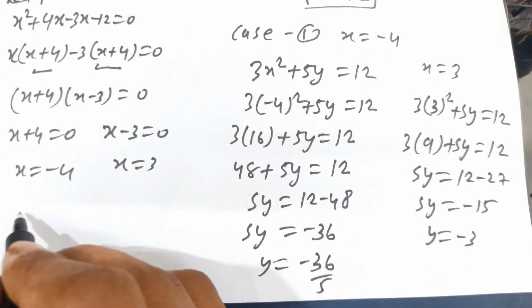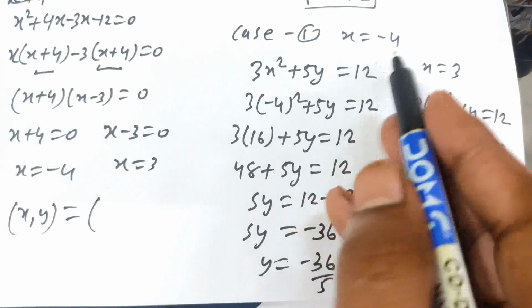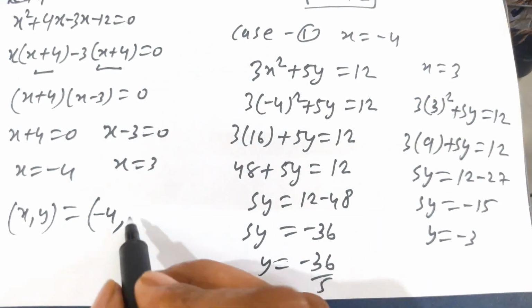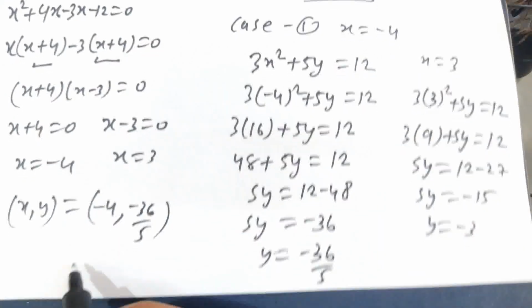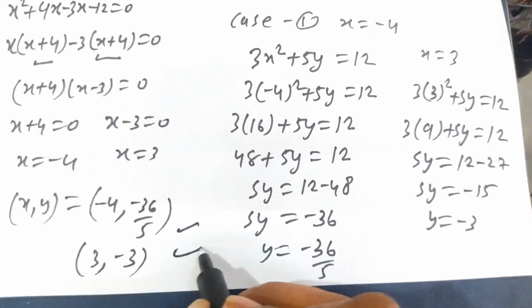So here value of x and y, if we take x is equals to minus 4, then value of y is minus 36 divided by 5. And if we take x is equals to 3, then value of y is minus 3. Students, this is our final answer.